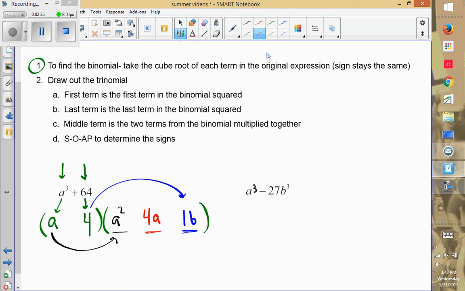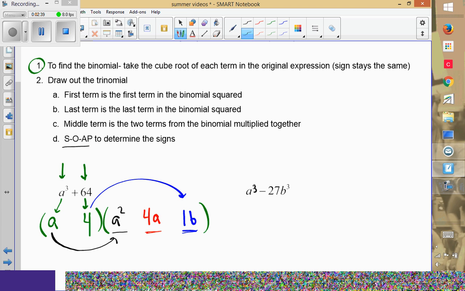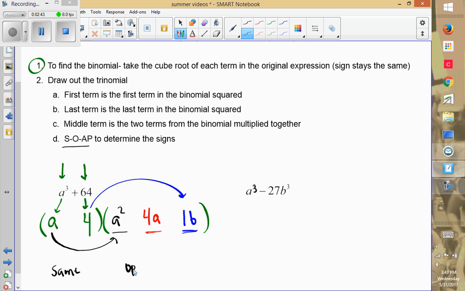Now we are going to remember this mnemonic device, SOAP, which stands for the same sign, the opposite sign, and the always positive. Same means it's the same sign as what was in the original problem. Opposite means it's the opposite of whatever we just put there. So since I put an adding, I'm going to have a subtracting. And always positive means regardless, that last sign is positive. That is the pattern, and it will never fail us.